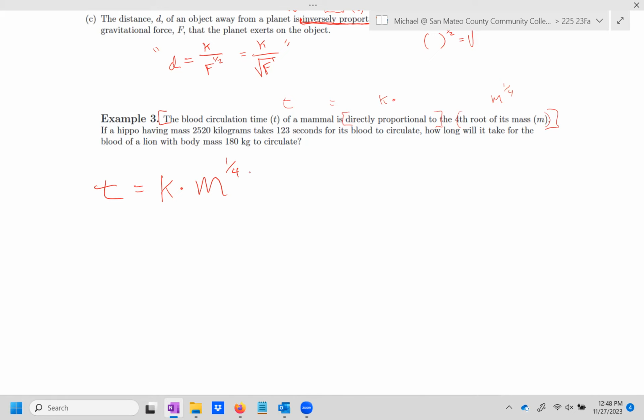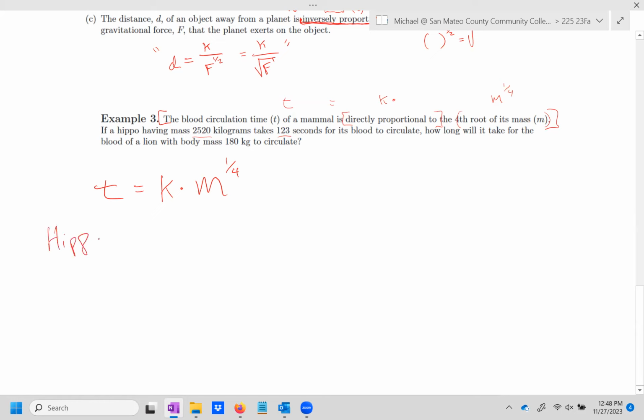So while you're getting your hot chocolate, did you write this? Did you write that T must equal K times M to the 1/4 power? Yes. What we have is a piece of information about a hippo that allows us to solve for the constant of proportionality.